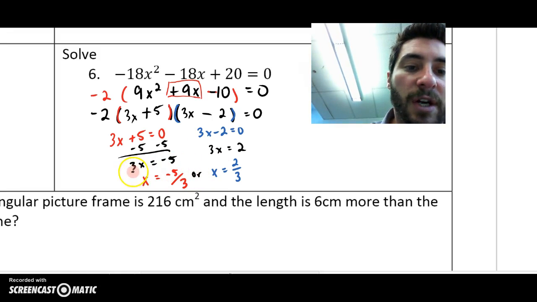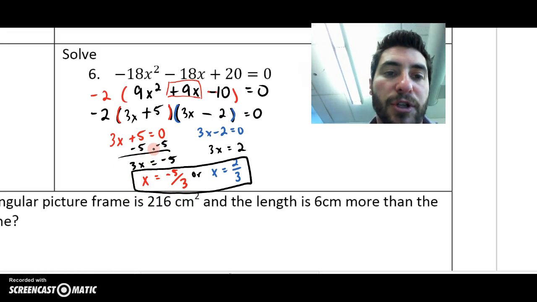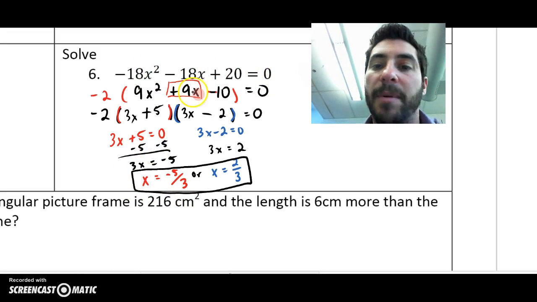And there, ladies and gentlemen, are the two solutions to our quadratic equation up above.